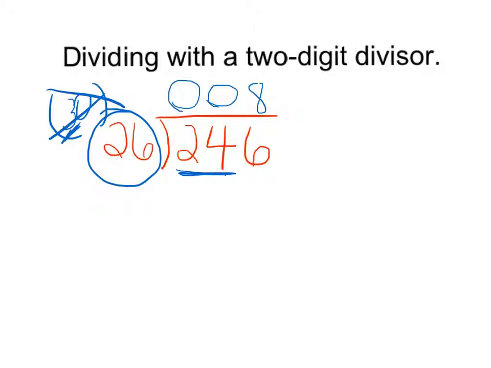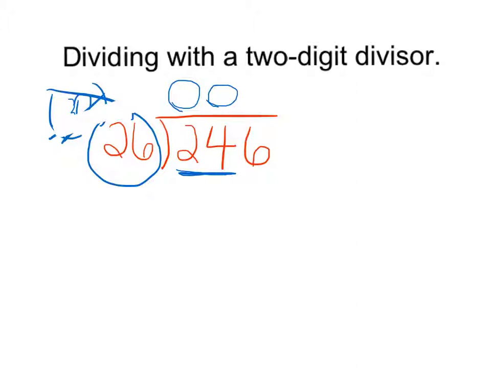I'm going to multiply my quotient times my divisor just like I normally do. So 8 times 6 is 48. 8 times 2 is 16. 16 plus 4 is 20. Now, just looking at this problem, I already know that it's going to be more than 26. So what I'm going to do, this happens sometimes, I'm going to erase that, and I'm going to try something else.